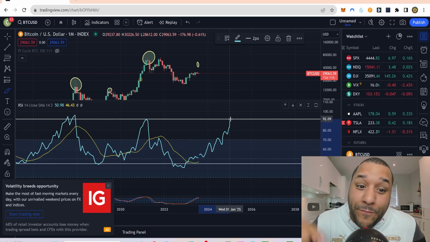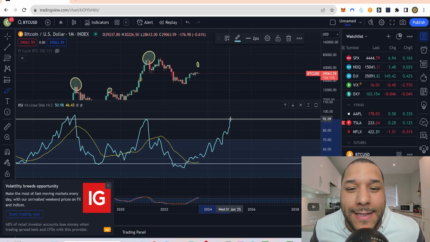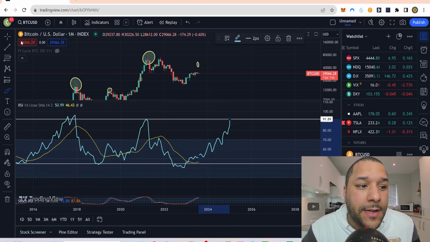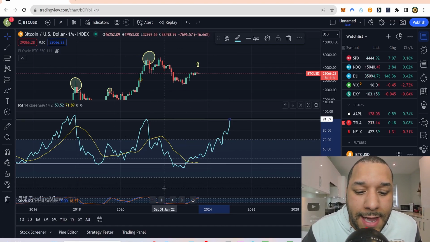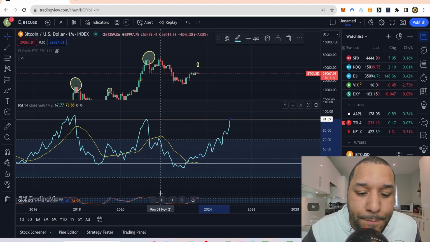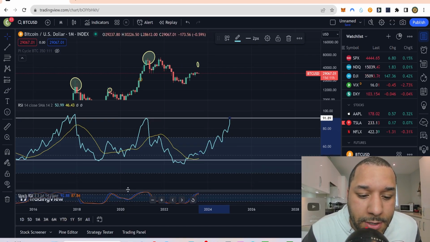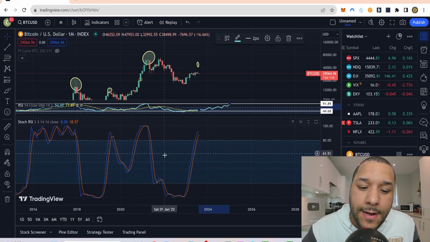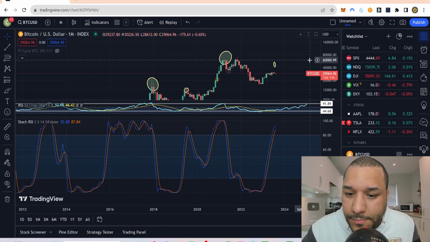I'm going to show you when we are more likely to see the top of the market. How do we know when it's about to flip and reverse and come back down? This is when the stochastic RSI plays an important role. I'm going to bring this up so you can see this one here, extremely important. Let's take a look back at the past again.